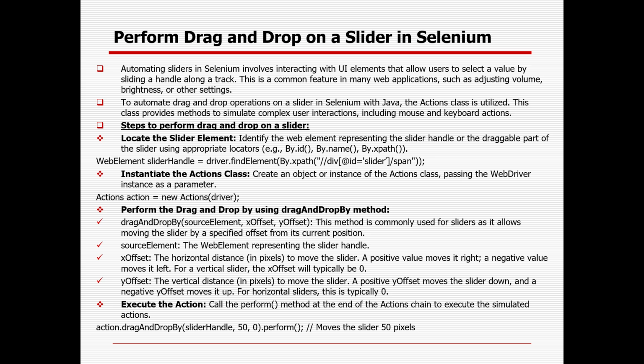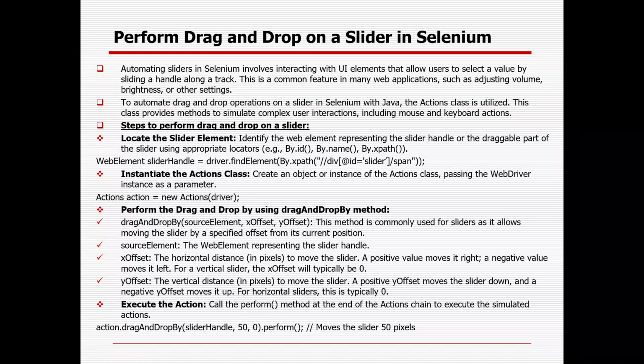This method is commonly used for sliders as it allows moving the slider by a specified offset from its current position. The element is nothing but what you want to slide, either vertically or horizontally. X offset is the horizontal distance in pixels to move the slider. So first you need to identify how many pixels you want to move it horizontally for the X offset. A positive value in the X offset moves it in the rightward direction and a negative value moves it to the left.